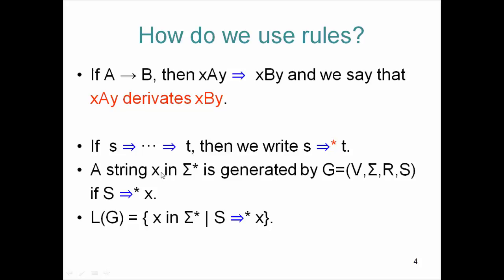A given string X, a member of the closure of sigma, can be generated from the given grammar if it gets derived from the starting symbol S of that grammar. So, like this, we can define the language over the grammar. L of G is nothing but the set of strings which are members of sigma star and derived from S.